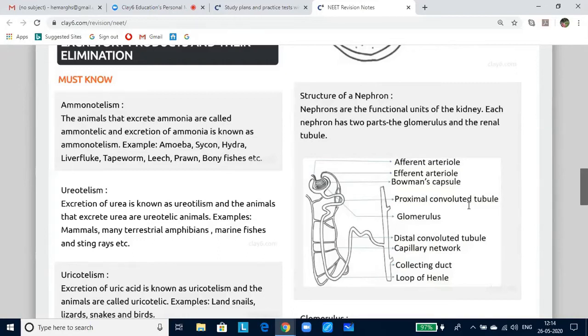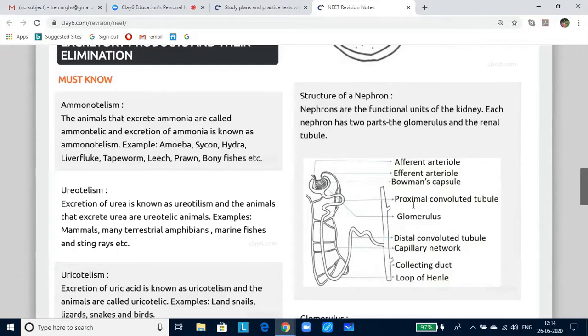Bowman's capsule. So this is the Bowman's capsule. It is a double-walled cup and it is lined by thin flat cells called podocytes. It contains a group of capillaries called the glomerulus. The glomerulus in the kidney acts as a dialyzing bag. So the glomerulus within it acts as the dialyzing bag and it is the filtering unit.